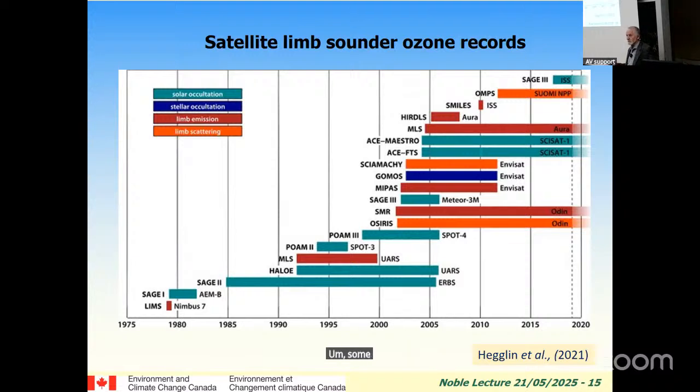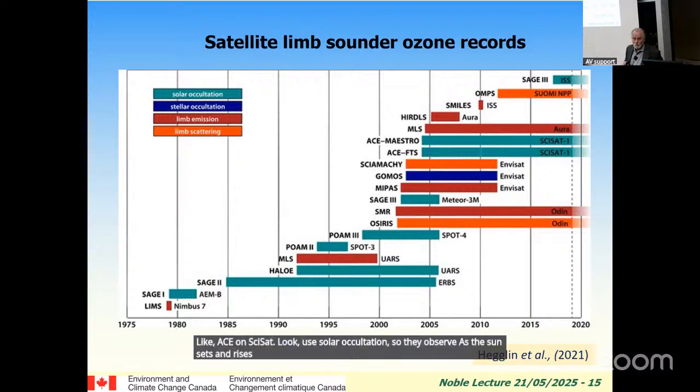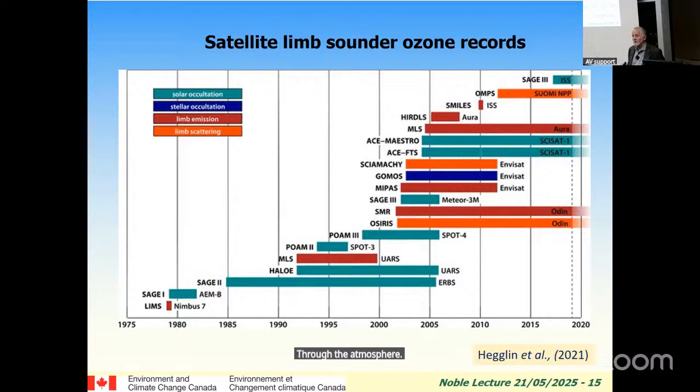Some of them use passive radiation from the atmosphere. Ones like ACE on SciSat use solar occultation. So they observe as the sun sets and rises through the atmosphere. They only get about 30 profiles per day, but they're highly accurate and they're self-calibrating because you're always seeing the sun above the atmosphere, and then as it dips down through it or comes back up on the other side, you get a highly accurate measurement of the profile.